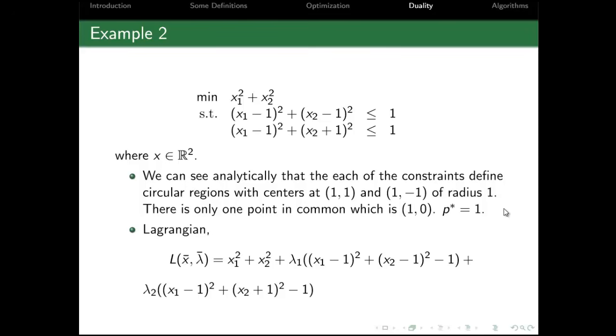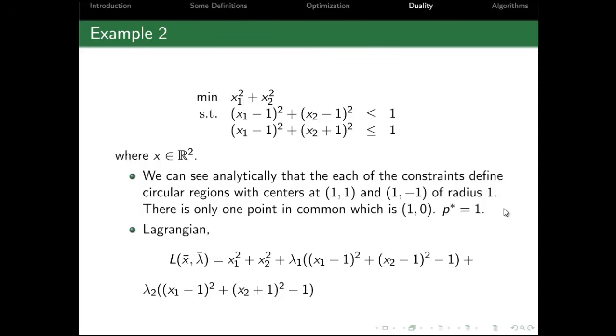Now let us look at another example. Here we are trying to minimize x1 squared plus x2 squared subject to these two quadratic constraints. If you look at these constraints carefully, both of them are circular regions, one centered at (1, 1) and the other centered at (1, -1), each of radius 1. If you plot them, you can see that there's only one feasible point, that is (1, 0). So trivially the optimal value will become 1.